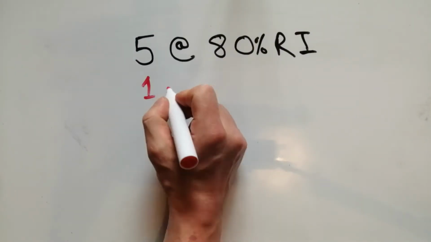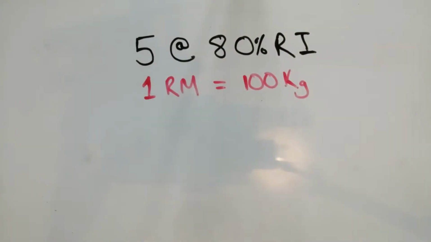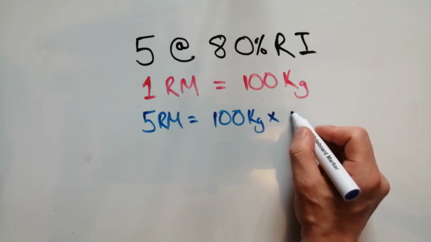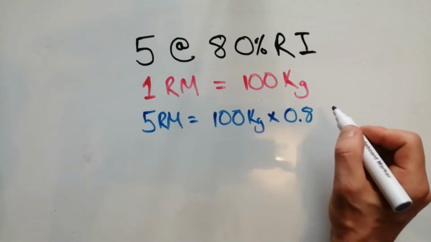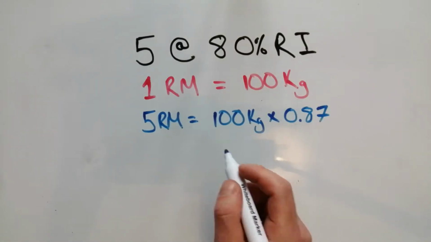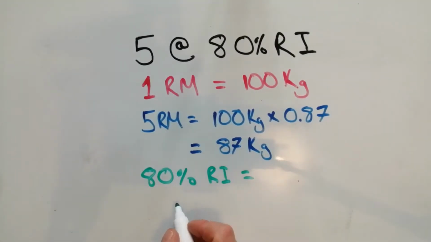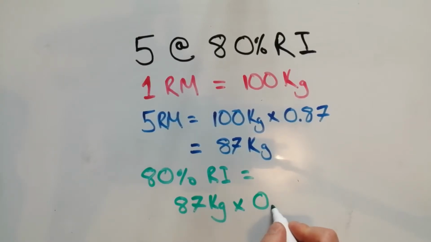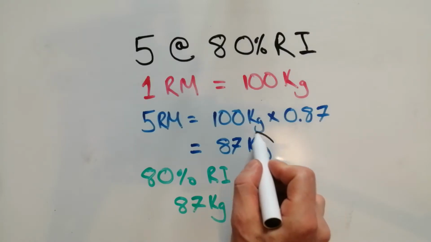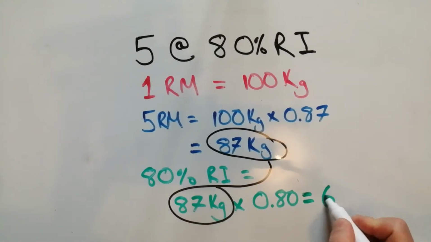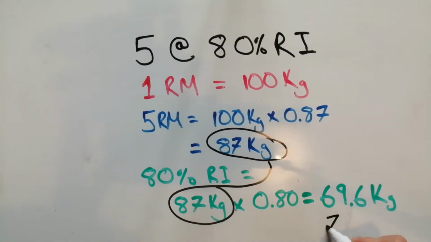If we know our 1 rep max for an exercise is 100 kilograms, then we know from our rep max chart earlier that our 5 rep max is 100 kilograms times 87%, or 0.87. This gets us a 5 rep max of 87 kilograms. Then to work out what's 80% relative intensity, we take this 87 kilograms and times by the 80% we're looking for, or 0.8. This means we should be lifting 69.6 kilograms for our 5 reps at 80%, rounded up to 70.